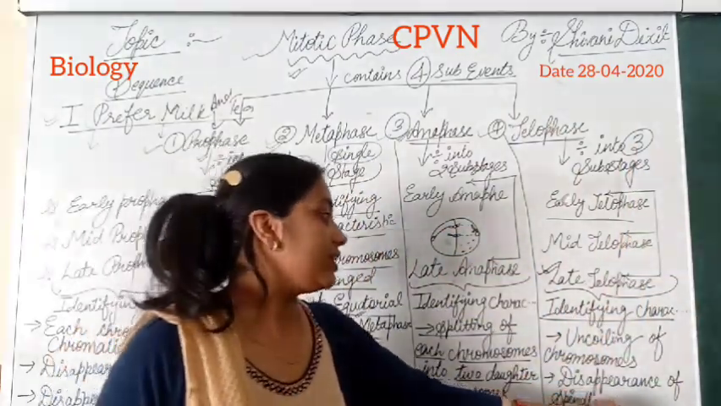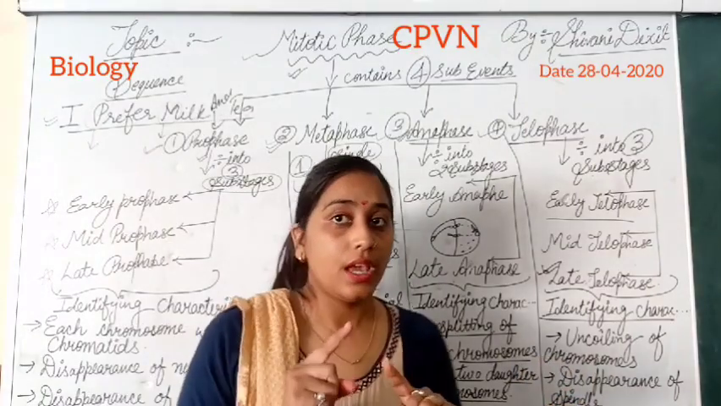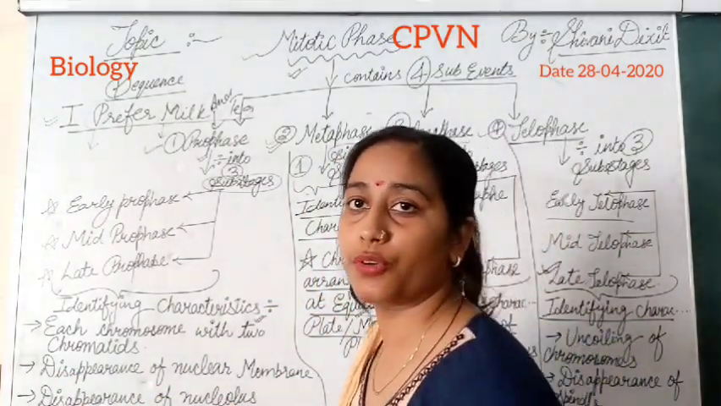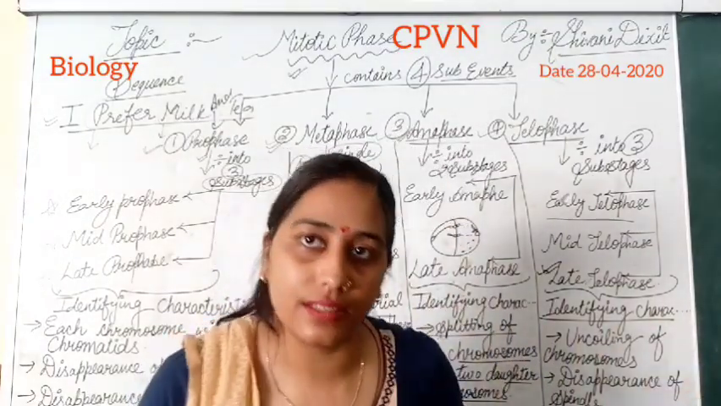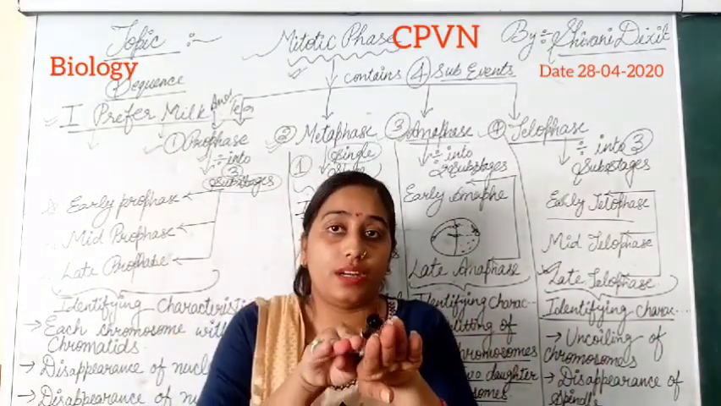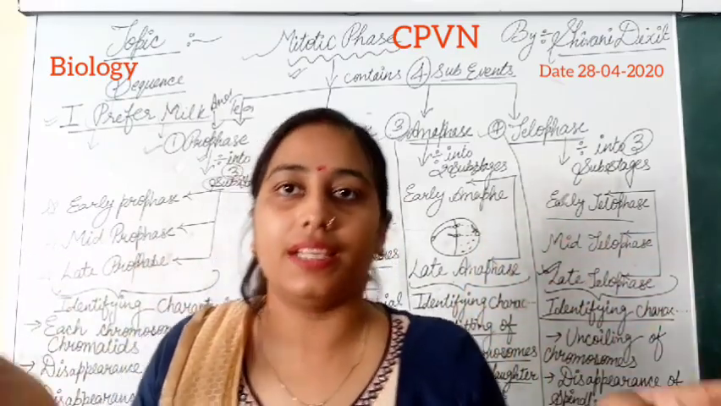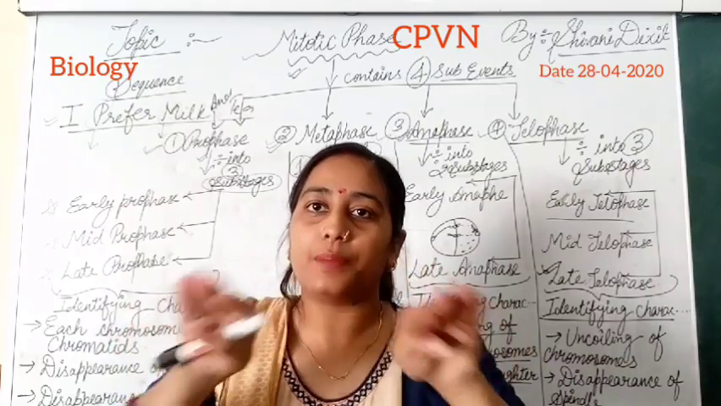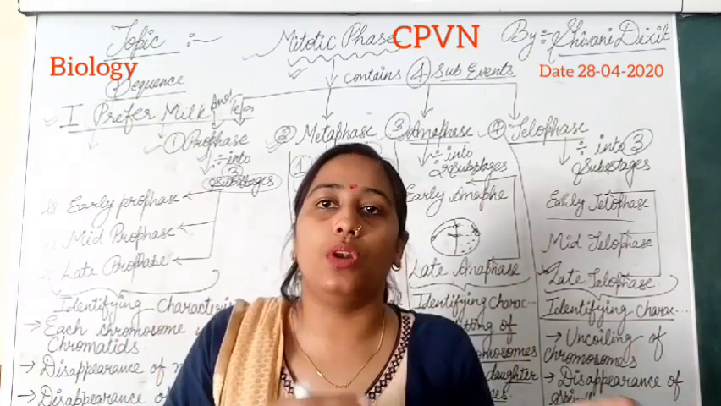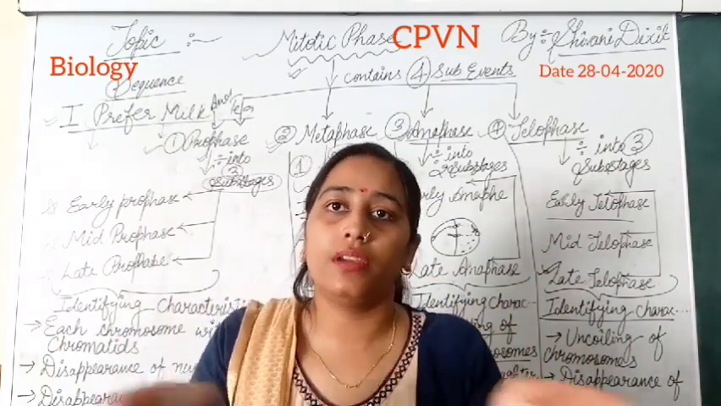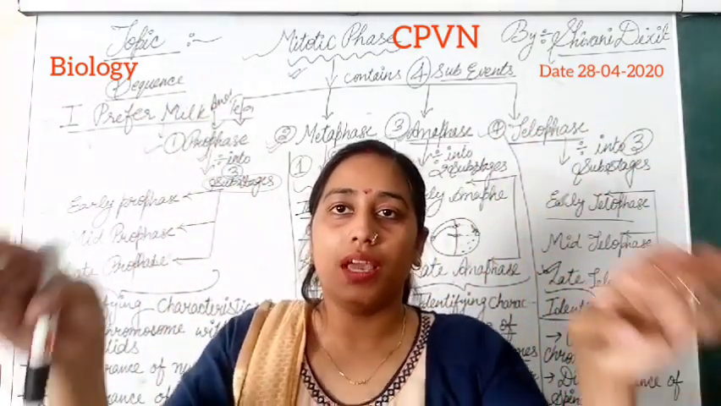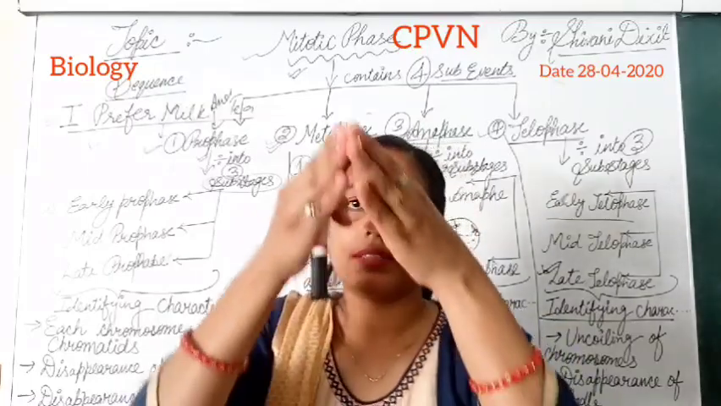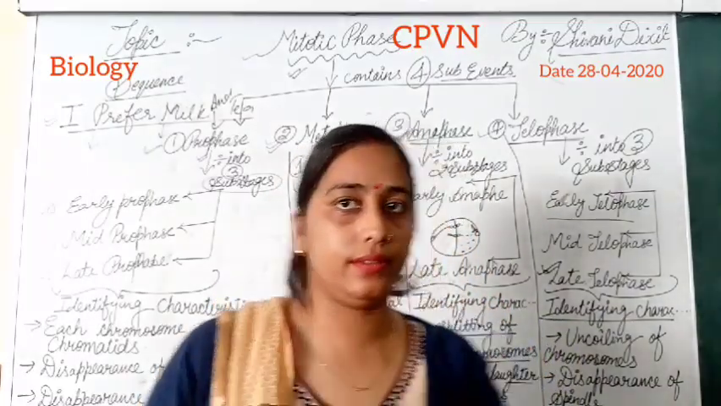And what happens? Disappearance of spindle fibers. The spindle fibers are formed in the first stage, that is prophase. In the last stage, these spindle fibers are going to disappear, because these spindle fibers played their role in the formation of the poles, and the poles stretch the cell to two sides, because cell division is going to take place here.